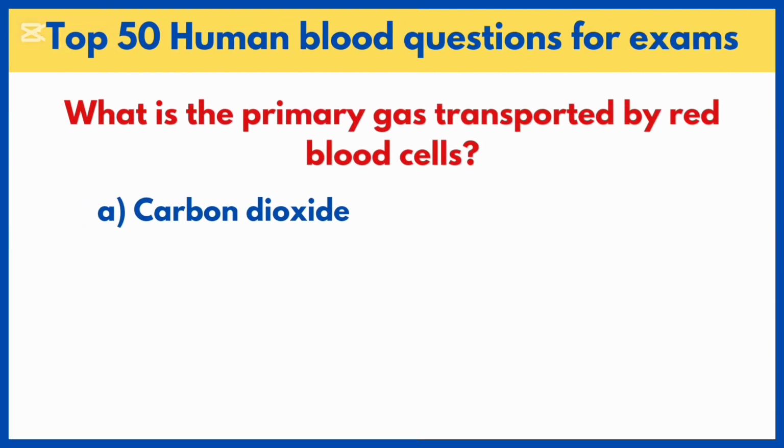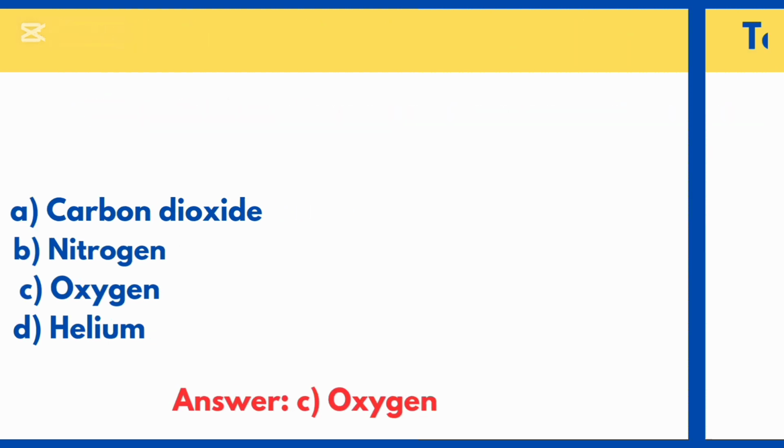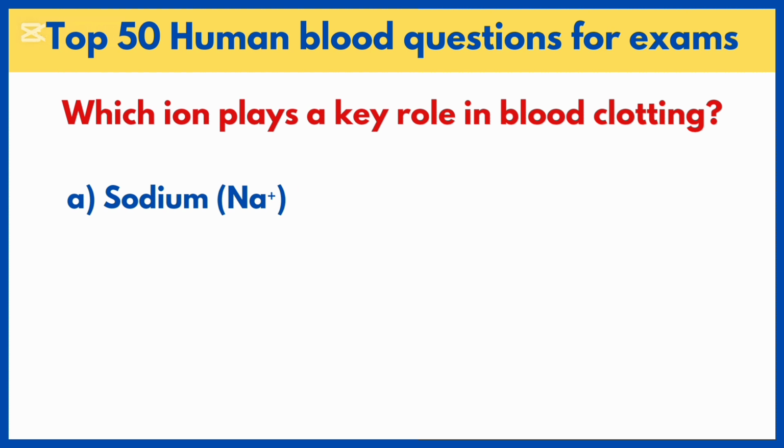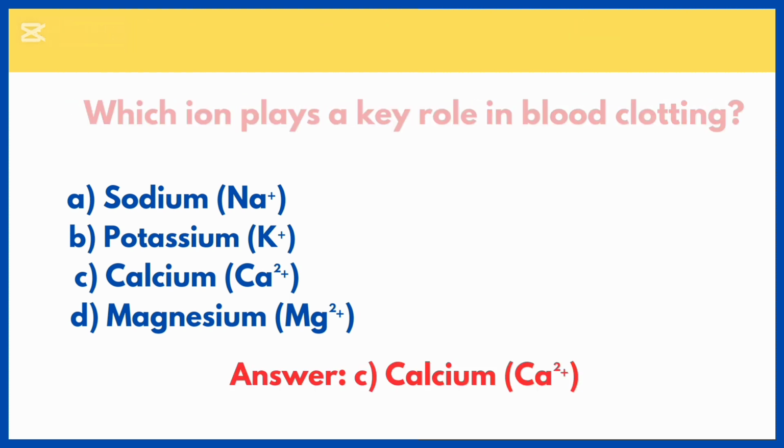What is the primary gas transported by red blood cells? Correct answer is option C, oxygen. Which ion plays a key role in blood clotting? Correct answer is option C, calcium.